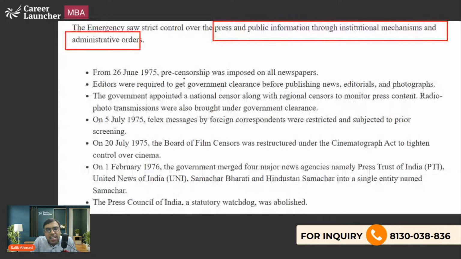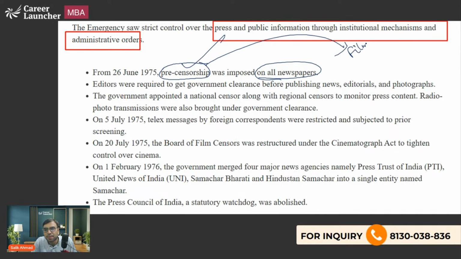Now, what are the things that had happened? I hope you all are aware. Pre-censorship of newspapers. It means before you publish any article, like tomorrow you are going to publish the newspaper, first send it to the government, they will check it, then only they will allow it. That's called pre-censorship. Like pre-censorship happens in case of film even today. Before releasing the film, you need permission from CBFC.